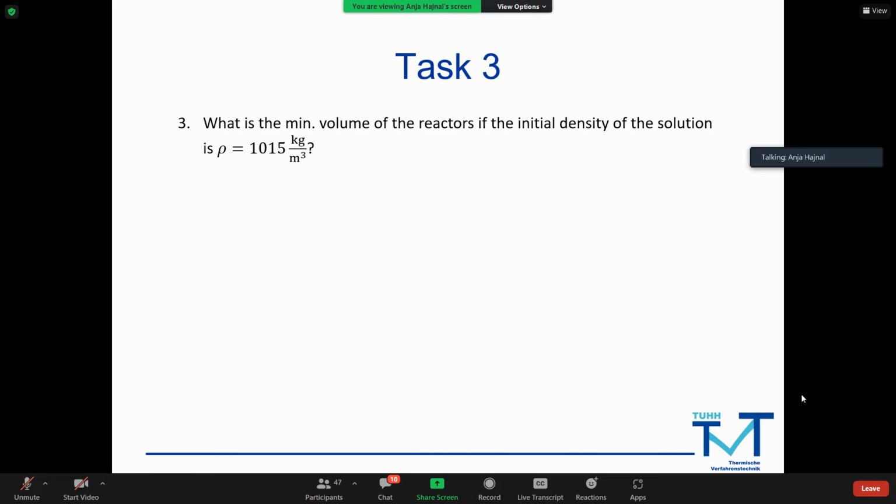All right, try to play with the numbers yourself, a minute or two, and then we share and see what the volume of reactors is. Let me know when you get the reactor volume.